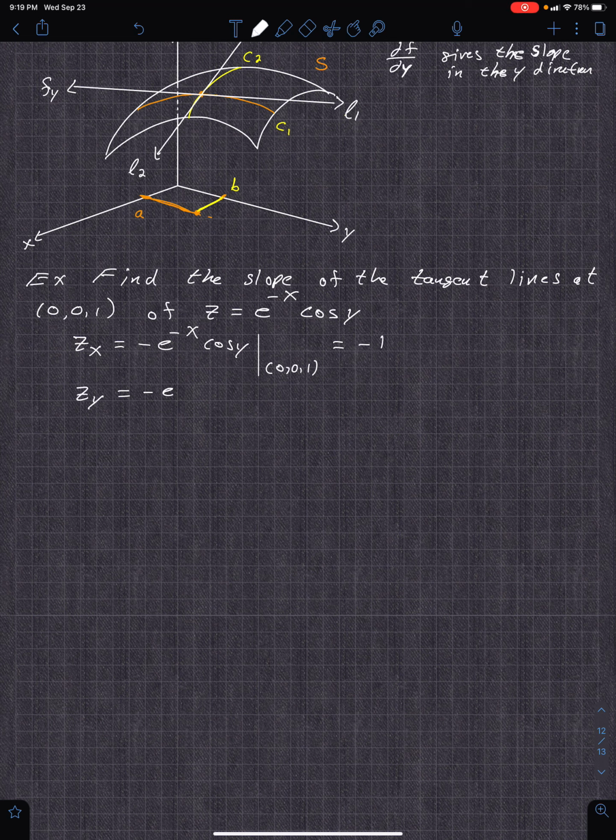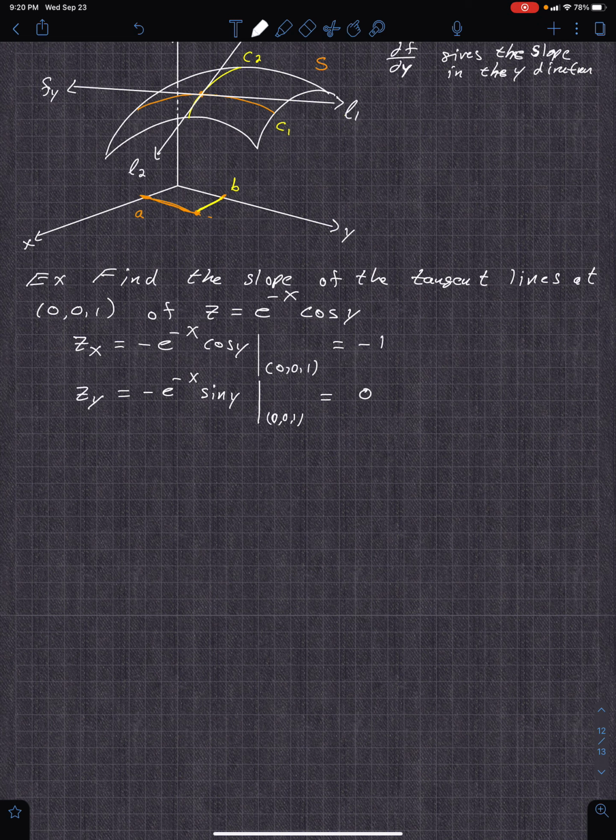Oh, yeah, the derivative of cosine is negative sine. So negative e to the negative x sine y. And then let's evaluate at the same point, 0, 0, 1. And that is, of course, 0, because sine of 0 is 0. So the slope of the tangent line in one direction is negative y. The slope of the tangent line in the other direction is 0.